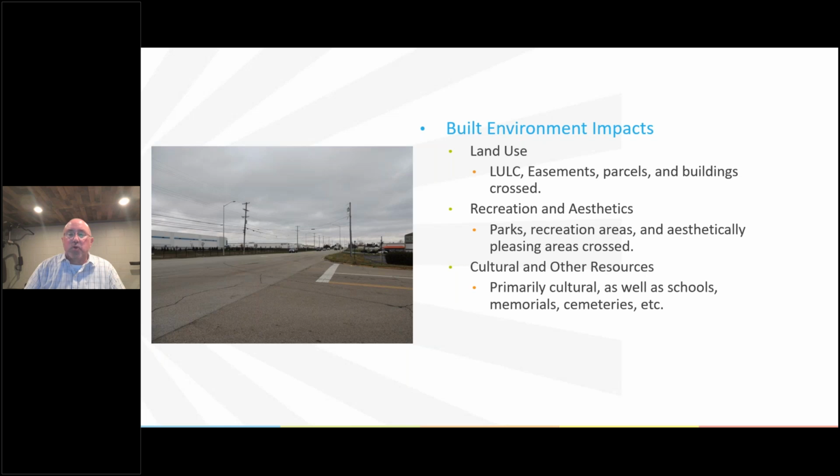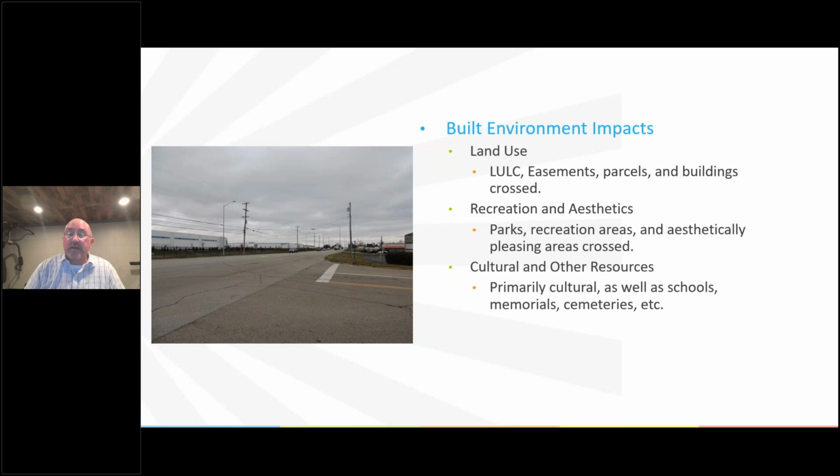We also have cultural and other resources. Typically, we don't do archaeology because we don't have access to the database. We do have access to some cultural though. So we also want to look at schools, memorials, cemeteries.